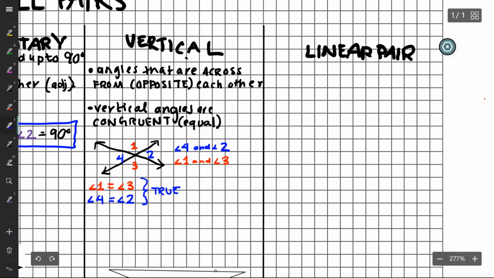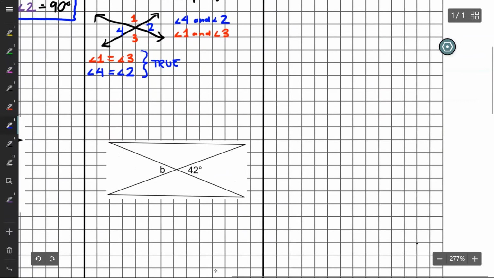Alright, now we're going to look at our example. So I'm going to do the same thing, just label them as I did for 2 and 1 and 3. So I don't have angles 1 and 3, but I do have angles 2 and 4, which means I'm going to use this part of my statement to solve my problem.